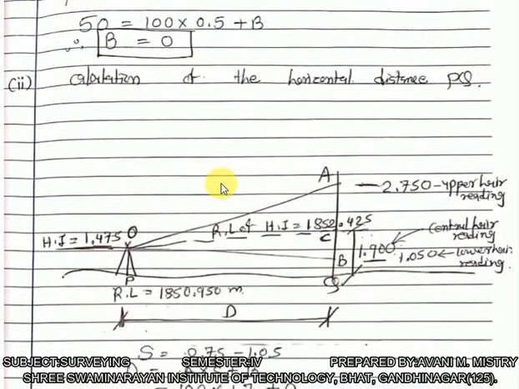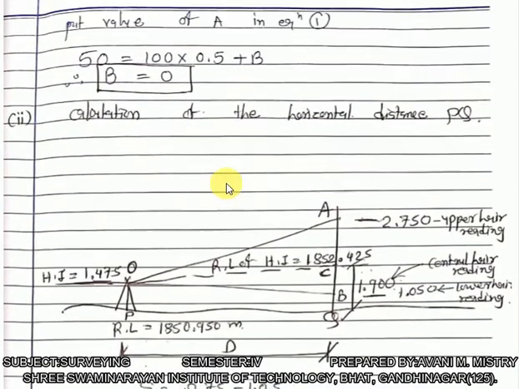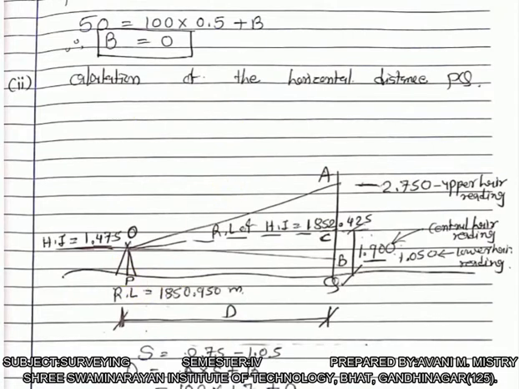The calculation of the horizontal distance PQ. In the second case, we set the instrument at P. We have RL of P is equal to 1850.950. The height of instrument, that means the central hair reading, is 1.475 meter. The three hair readings are: upper hair reading is equal to 2.750, central hair reading is equal to 1.900, and lower hair reading is equal to 1.050.